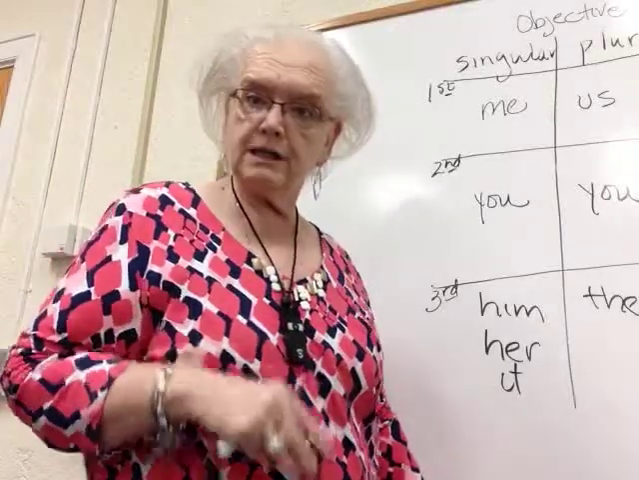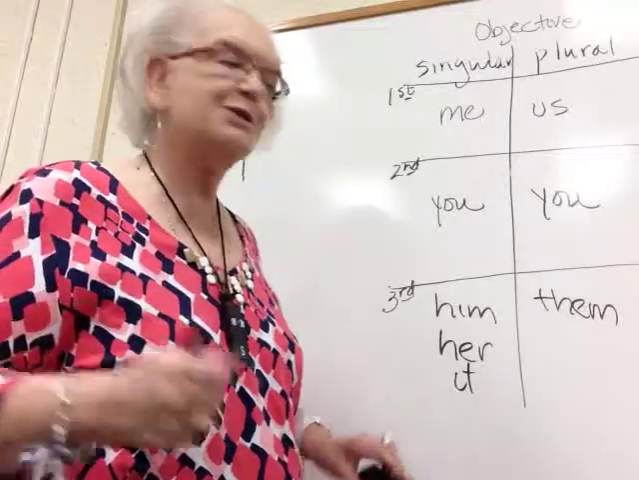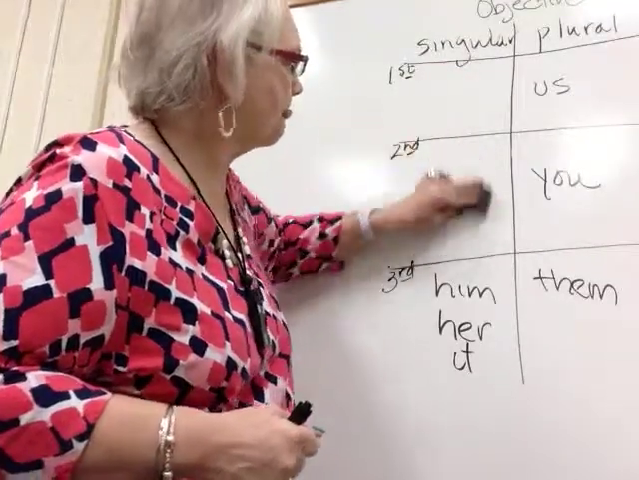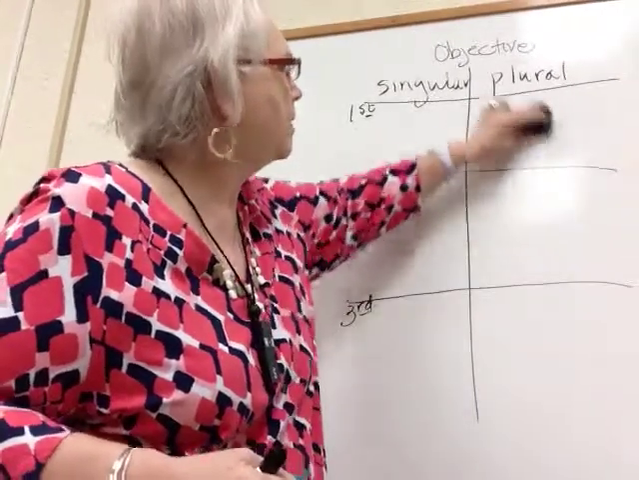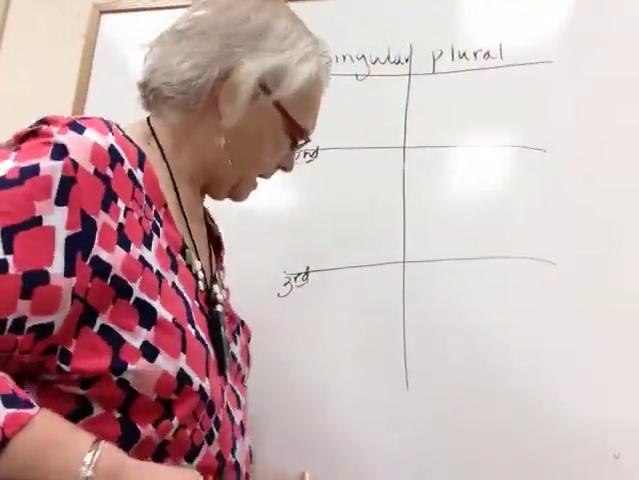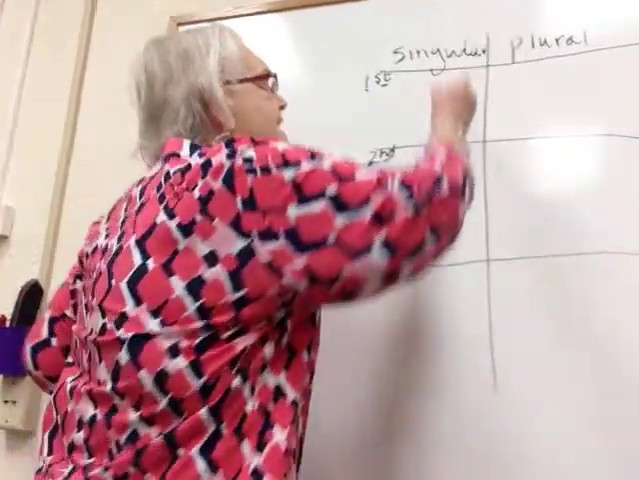Make a third telephone pole for the third branch of personal pronouns. Make another telephone pole. And what's the only case we haven't gone over? Possessive.